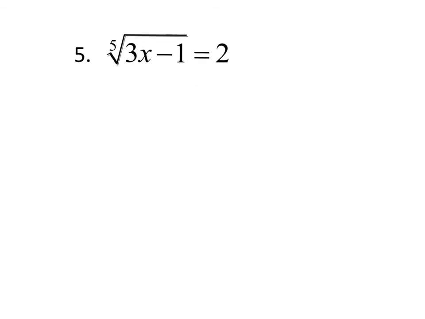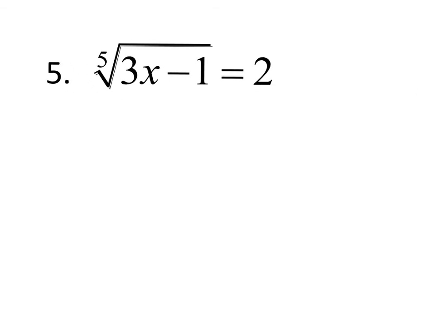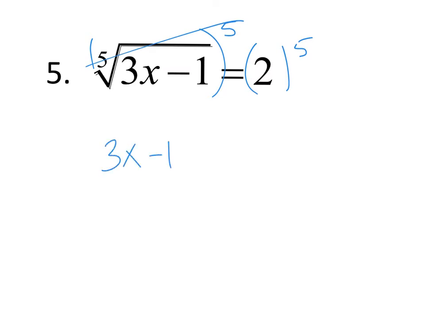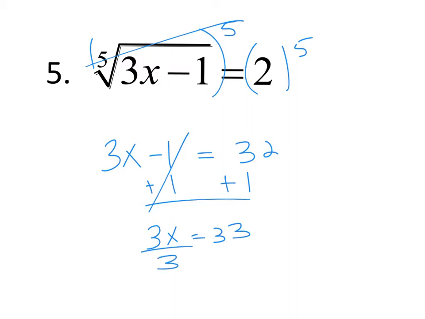All right, same idea here. I suggest you pause the video and try this one on your own. If you've already paused it and tried it on your own, you can watch what I'm going to do here. I'm going to fifth both sides so that I cancel out my fifth root. 2 to the 5th power is 32. I'll add this over. 3x equals 33. Divide by 3. X equals 11.